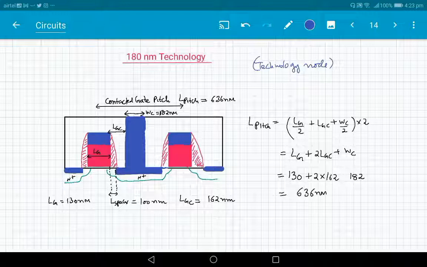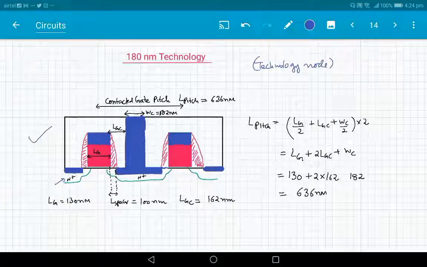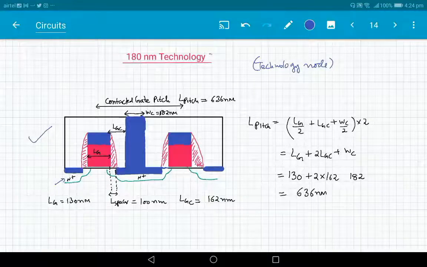So let's look at some of these technologies and see what these numbers really mean. For example, when we say 180 nanometer technology, what does it really imply? So what we have shown here is two N-channel MOSFETs fabricated side by side. These are the source drain diffusions here, and you can see in red color is the polysilicon, and in blue color are the contacts. We are talking about 180 nanometer technology.